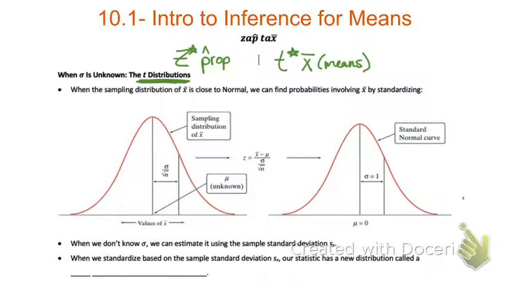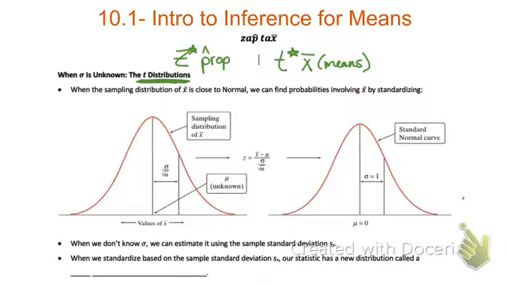Okay, so the first question is why? Why are we using something different when we got so good at Z? We love Z. Z is a good friend of ours. We've been talking about Z for a long time, but why somebody new? Okay, here's the deal. When we were talking about proportions, we only had to estimate one thing, a p hat, because that p hat was used in the mean and in the standard deviation formula. The p hat was the only estimated value we needed.